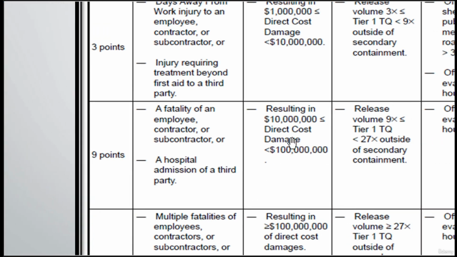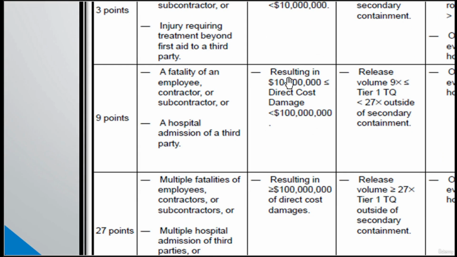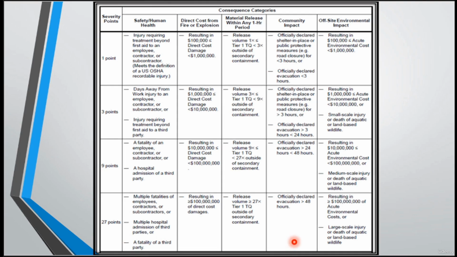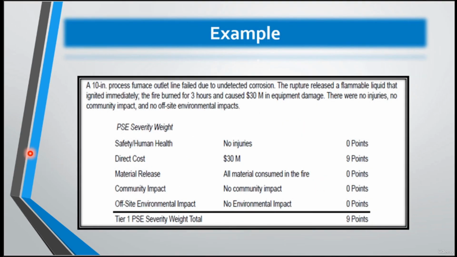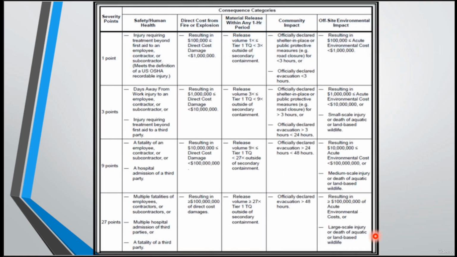That is below 100 million, but above 10 million, so we have 9 points. Regarding the material release, all the material was consumed in the fire, so 0 points. Community impact, none, so 0 points. Off-site environmental impact, 0 points. So the total PSE severity weight will be 9 points. Whenever you do the severity weighting, you should consider all of these 5 aspects combined. You cannot exclude one consequence category and say that you are only going to focus on the human aspect or the direct cost aspect. No, you should consider all of these 5 aspects.